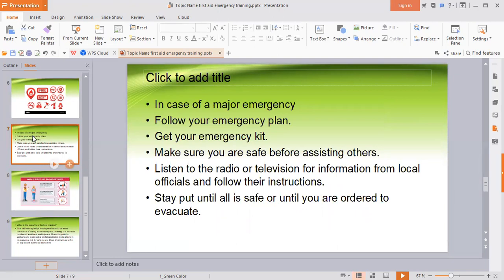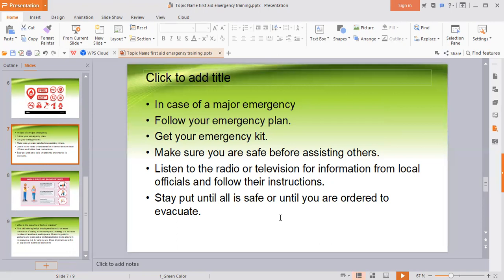In case of a major emergency, follow your emergency plan. Get your emergency kit. Make sure you are safe before assisting others. Listen to the radio or television for information from local officials and follow their instructions. Stay put until all is safe or until you are ordered to evacuate.